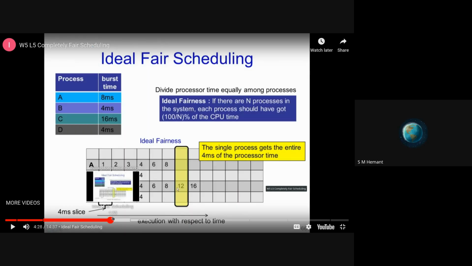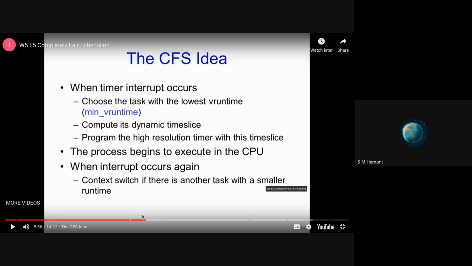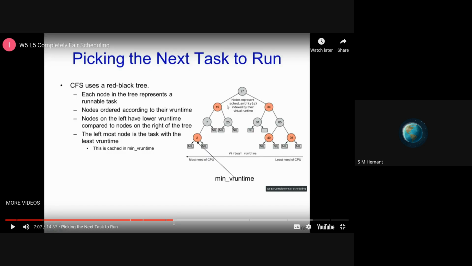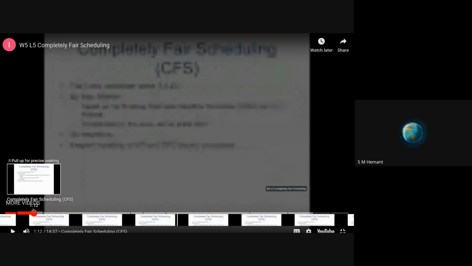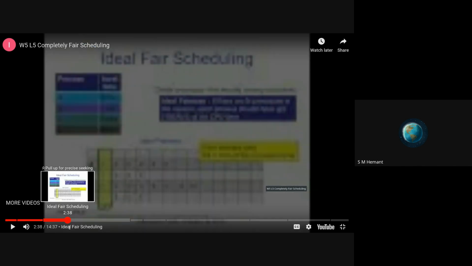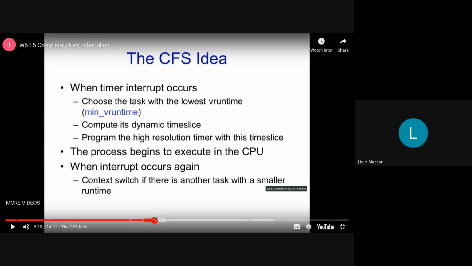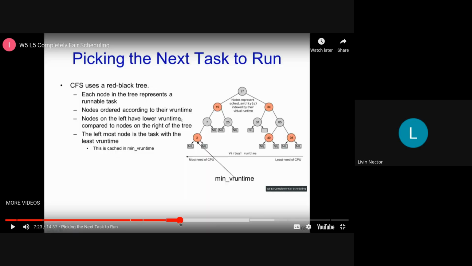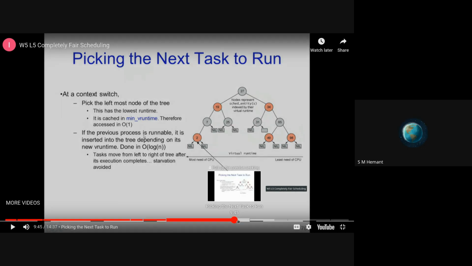Actually, the equation for the time slice is not given for the CFS scheduler, but for the O(1) scheduler, it was given. Then I think we'll check this, and maybe you can raise a Discourse post. We'll check this and discuss that there.